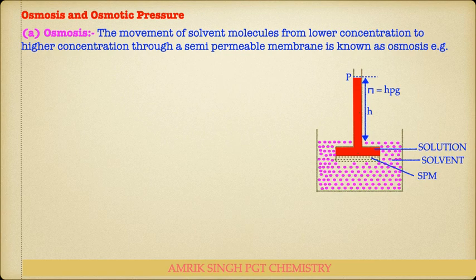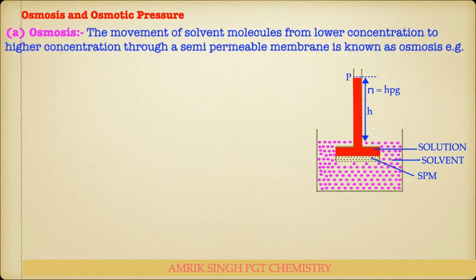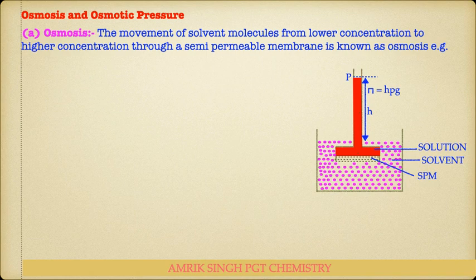In other words, you can say osmosis involves the flow of solvent from lower concentration to higher concentration, as shown. The movement of solvent molecules from lower concentration to higher concentration through a semi-permeable membrane is known as osmosis. Okay, this is osmosis.